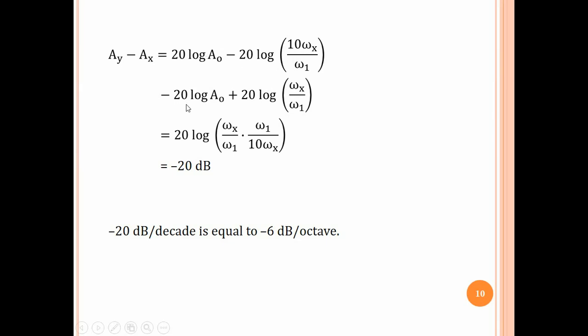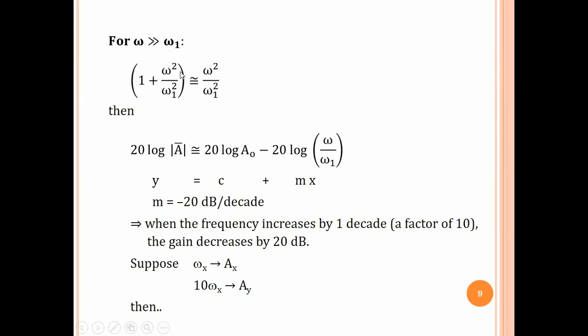Alright, so we subtract, these two cancel, and then 20 log of omega x by omega 1, minus, so this becomes omega 1 by 10 omega x. The omega 1 cancels, omega x cancels. So we get log of 1 by 10, which is minus log of 10, and log of 10 to the base 10 is 1. So you get minus 20 dB. What we found is that when the frequency changes by a factor of 10, the gain changes by 20 dB when this condition is satisfied. So you say the gain drops at a slope of minus 20 dB per decade of frequency.